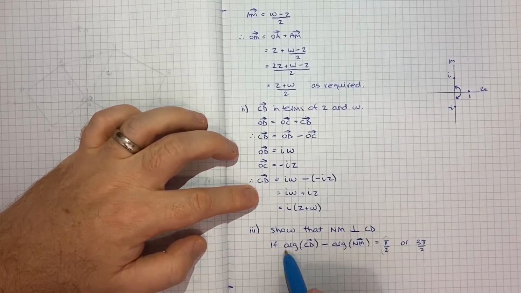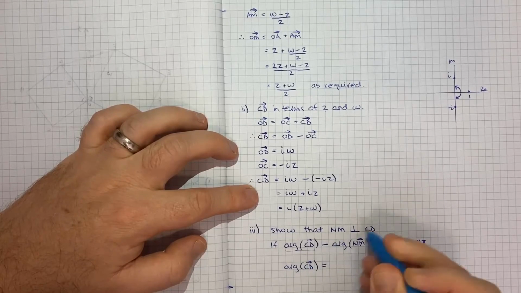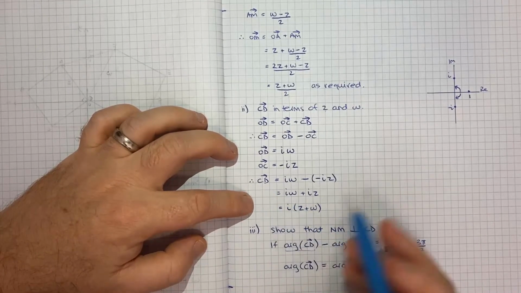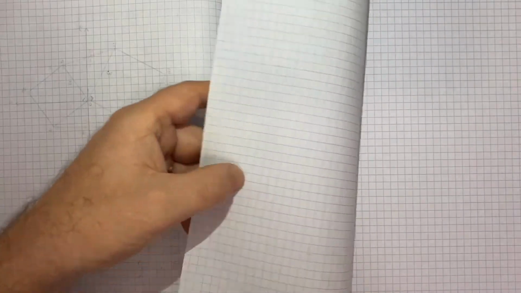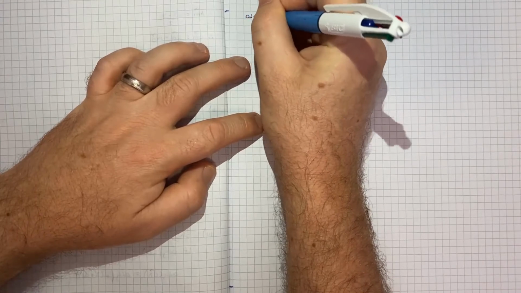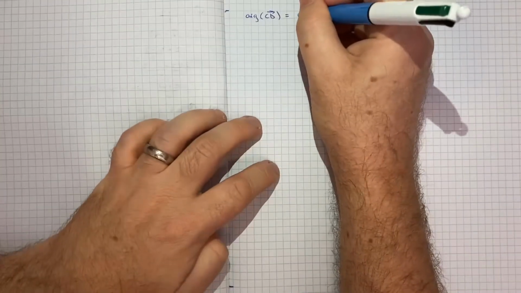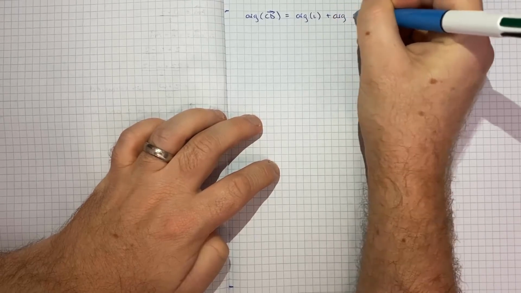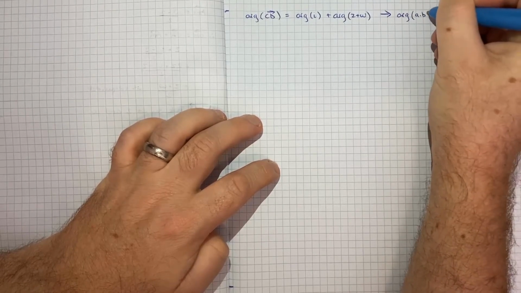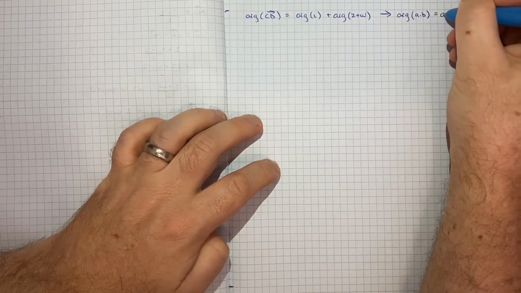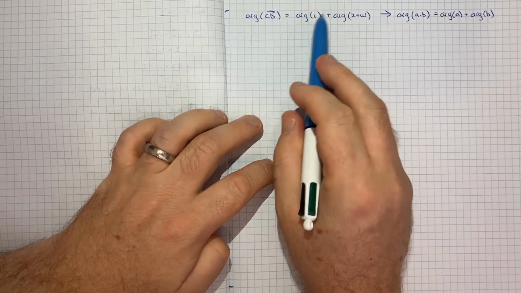Now, if I start with arg of CD, the arg of the vector CD we've just shown to be i(z plus w). What we can then say is that the arg of vector CD is equal to the arg of i(z plus w), which means it's equal to the arg of i plus the arg of (z plus w), and that's using the result that the argument of a times b, any two complex numbers multiplied, is the arg of a plus the arg of b. So that's how we can split that out, and that will come in handy.